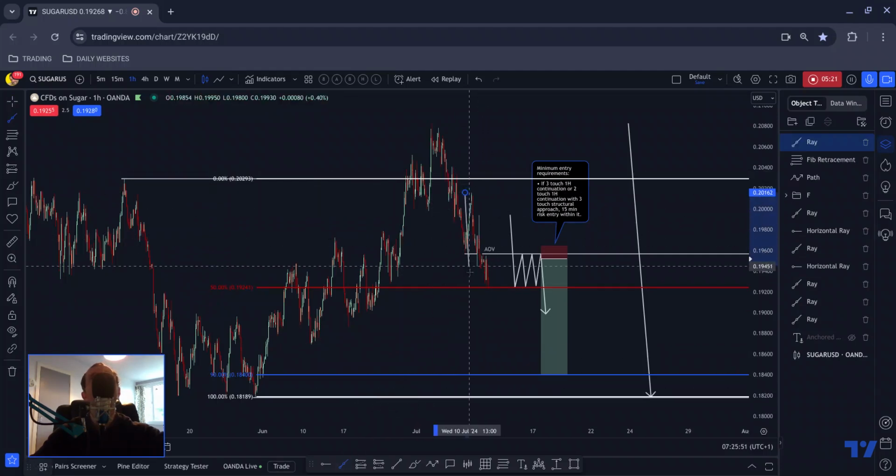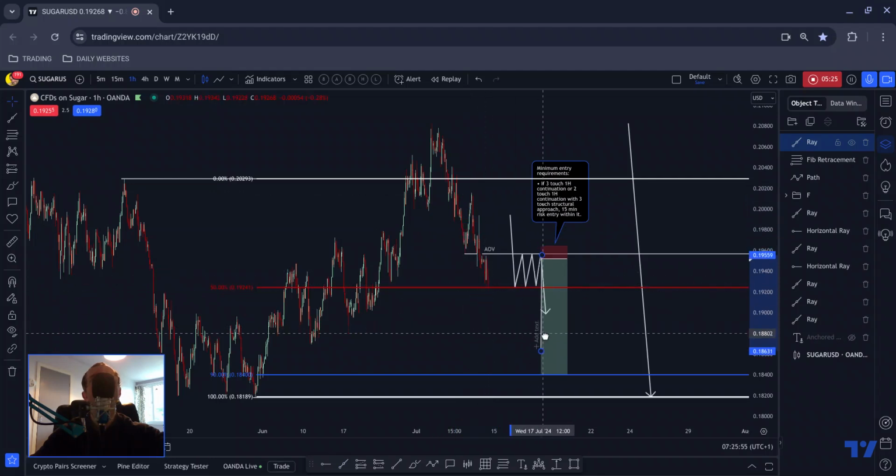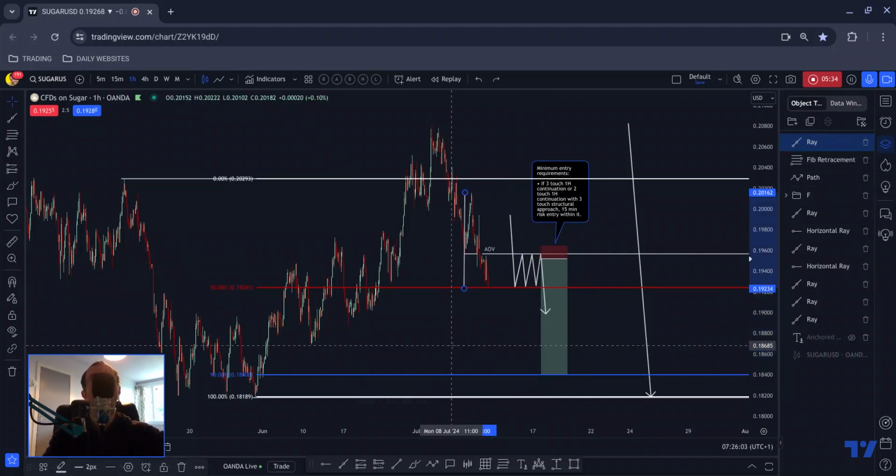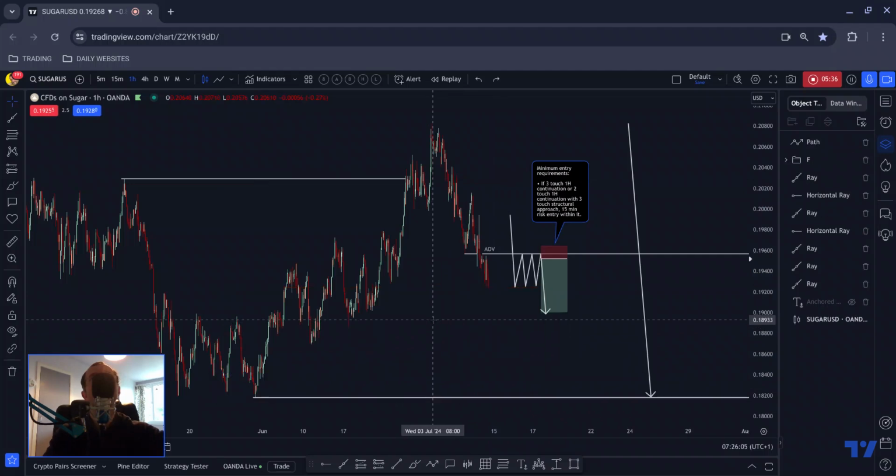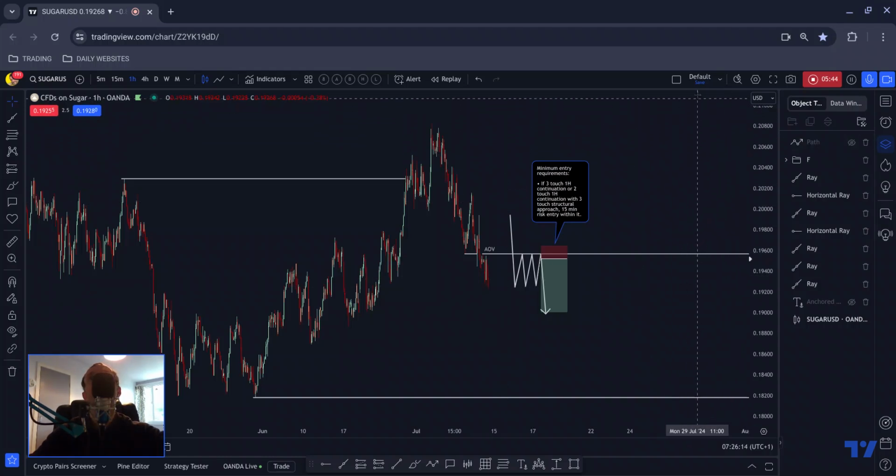Well, if we measure this impulse, and we assume that the leg out is of a similar length, and we measure it from the break, because the volume that's been generated within here can dictate how far we go, that lines up with that area as well, so that makes contextual sense. So I have an alert set there to see if we push up to that area. If we don't, no trade for me. Okay, so that is sugar USD.